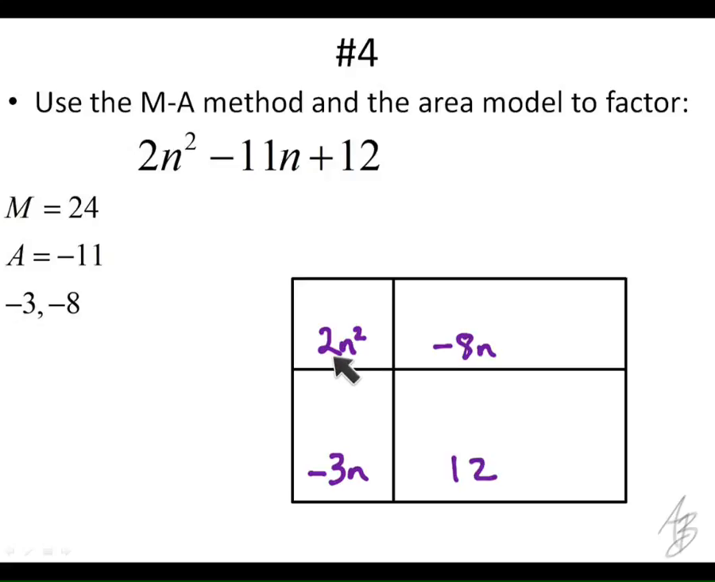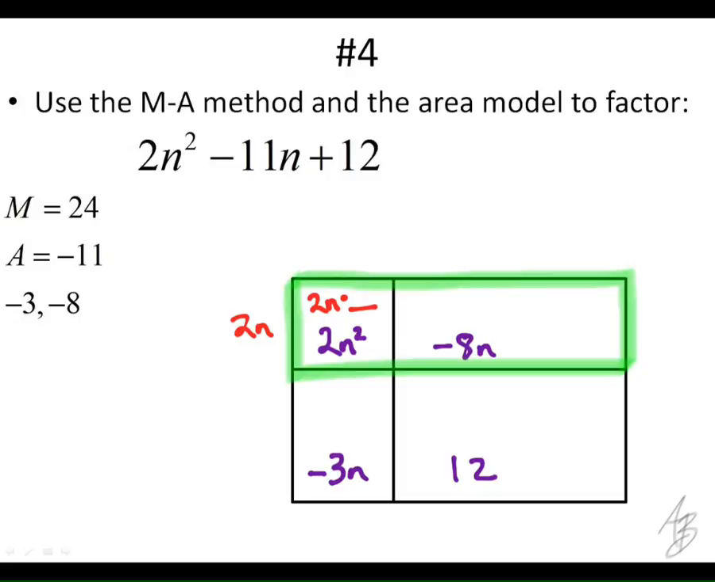Alright, so what's the GCF of 2n squared and 8n? We can ignore the negative here when we're finding the GCF. So what's the GCF of 2n squared and negative 8n? 2n. Okay, good. So to get the area, we take the height times the width. We know the height, we don't know the width yet. What do we multiply by 2n to get 2n squared? Okay. And so that's how wide this rectangle is going to be, 1n.